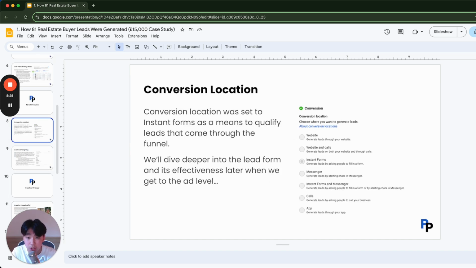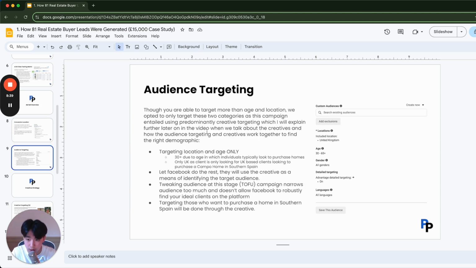So the conversion location. The conversion location was set to instant forms as a means to qualify leads that come through the funnel. We'll dive deeper into the lead form and its effectiveness later when we get to the ad level. So audience targeting. Although you're able to target more than age and location, we only opted to target these 2 categories as this campaign entailed using predominantly creative targeting, which I'll explain later on this video when we talk about the creatives and how the audience targeting and creatives work together to find the right demographic.